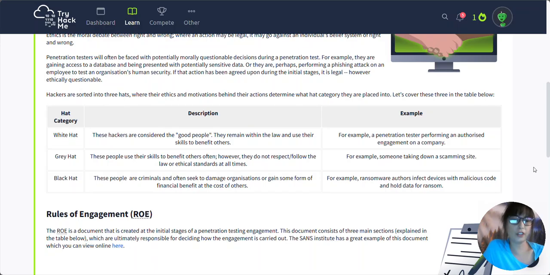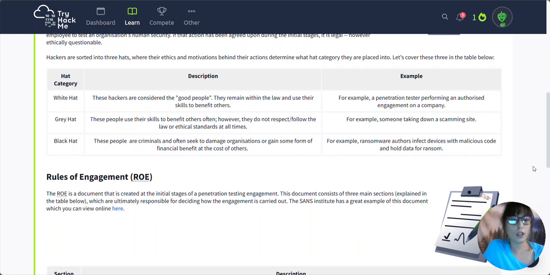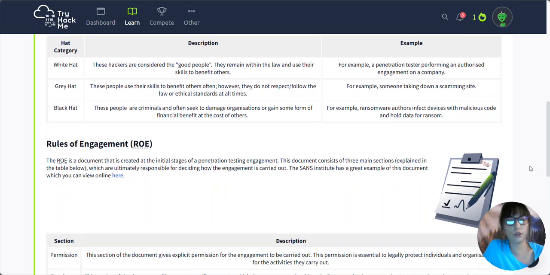Rules of Engagement, ROE. The ROE is a document that is created at the initial stages of a penetration testing engagement. This document consists of 3 main sections, explained in the table below, which are ultimately responsible for deciding how the engagement is carried out.